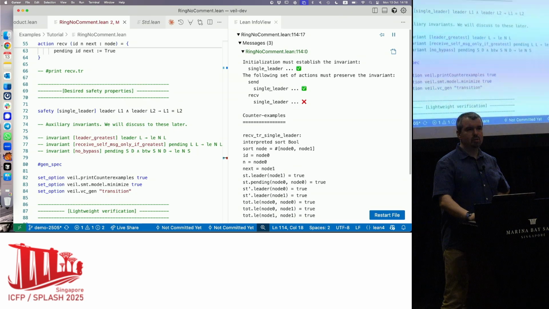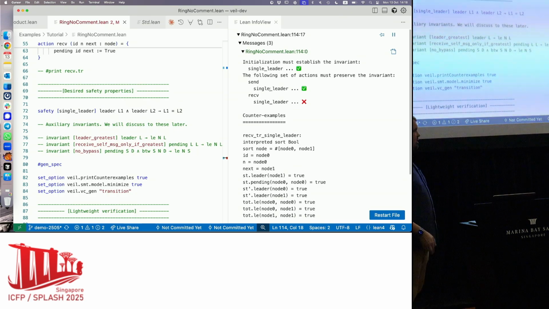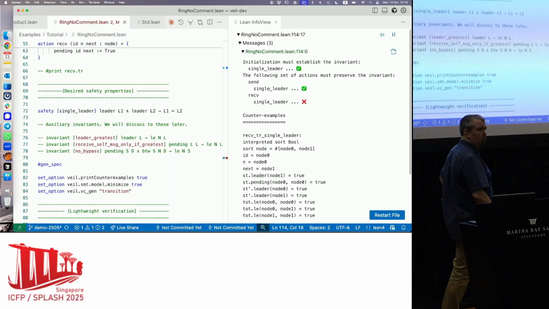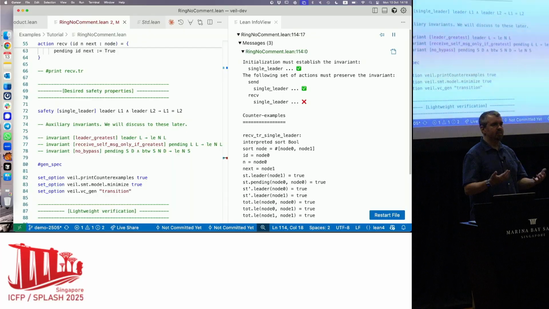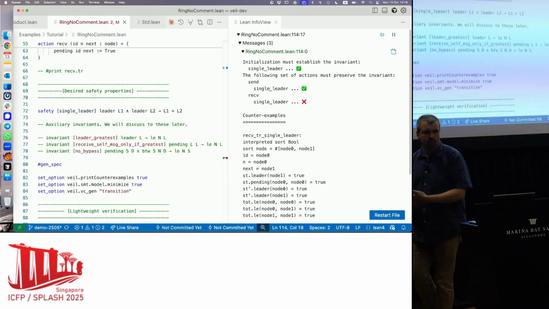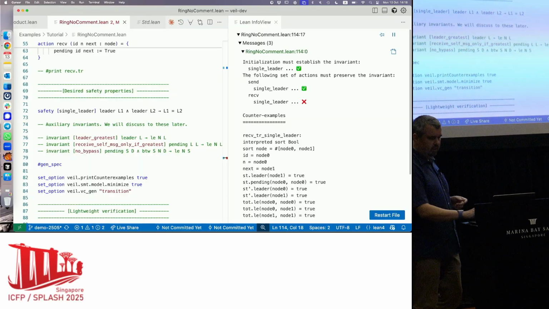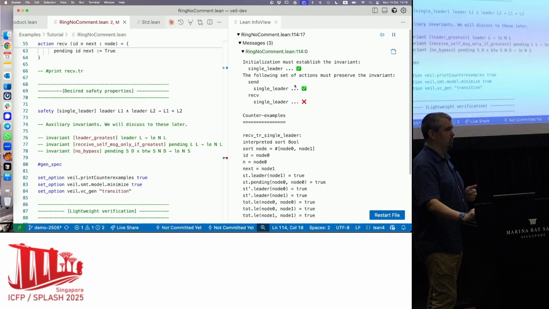So far, so good. Well, this is not the case. Even though this property is true, it's not inductive. So it's too weak as an induction hypothesis. If we assume that we have a state in which this property holds, and we take an arbitrary transition from this state, this property might no longer hold.